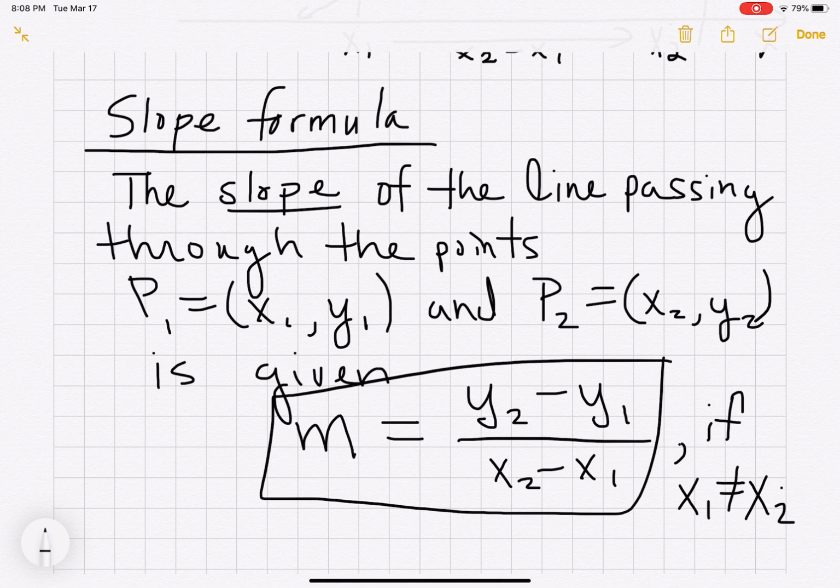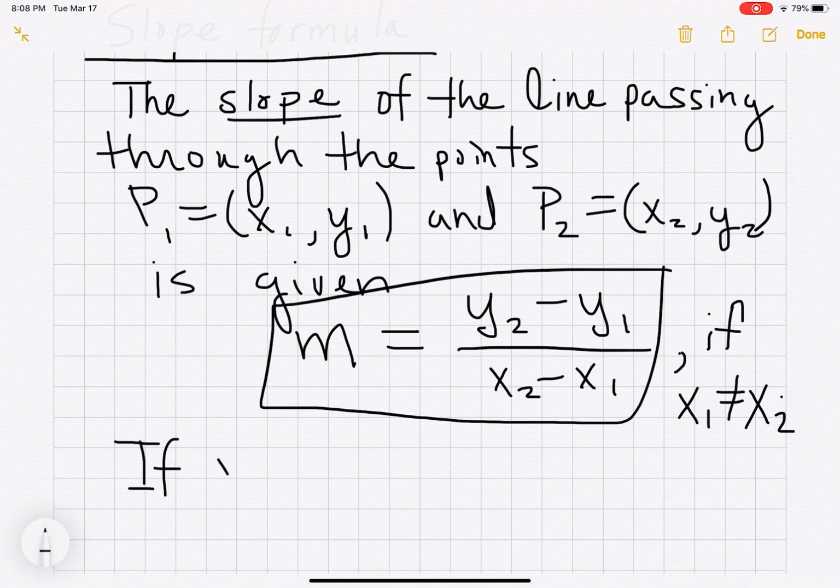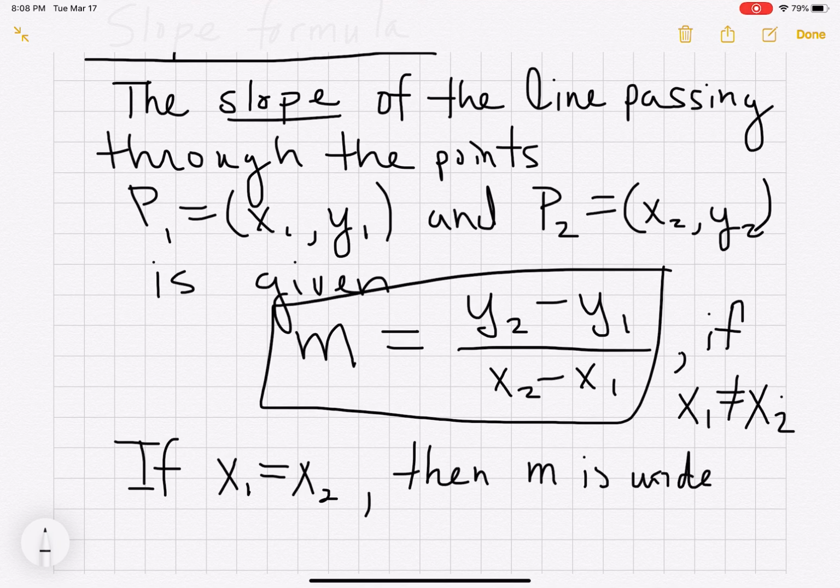Now, why do we have to say that x1 and x2 can't be equal? Well, if x1 and x2 were the same, you'd end up getting a 0 in the denominator. And if you had a 0 in the denominator, well, that would be a big problem, right? You can't divide by 0 in math. So we want to add one more thing here. If x1 and x2 are the same, if they're equal, then the slope is undefined. Then m is undefined. Very important.